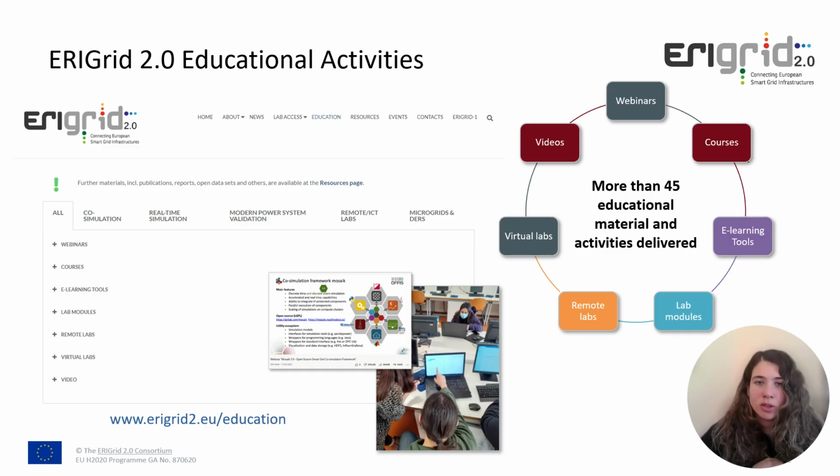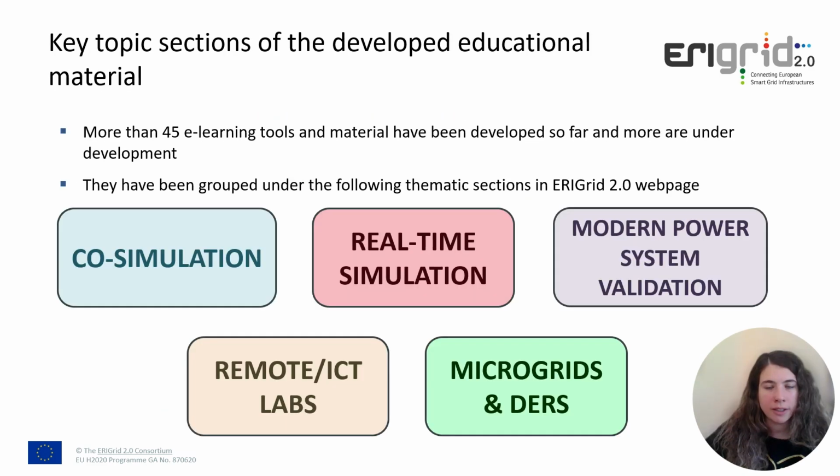You can find more information, and most of the developed material is available on the online research center that is hosted on the project's website. You can find the link below. So in the online repository at the project's webpage, you can find, as we said, the education tab, where you will find all the developed material classified in those 5 categories: co-simulation, real-time simulation, modern power system validation, remote ICT labs, and microgrids.